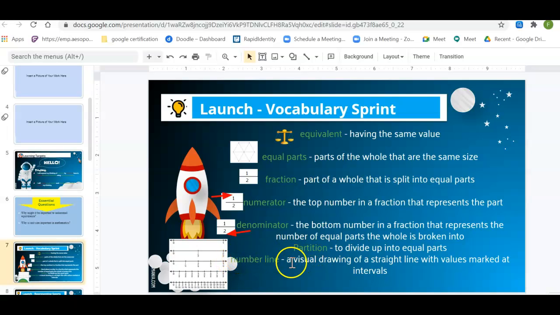So we add number line, and that is considered a visual drawing of a straight line with values marked at intervals. So these are all in the small picture. These are all examples of number lines, and they are marked at different intervals, including the beginning and the end of each number line. So pause the video, make sure to copy our new word and definition number line. And if you didn't complete the rest of these last week and add them to your notebook, make sure to go ahead and do it now. These are important words that you're going to have to learn.